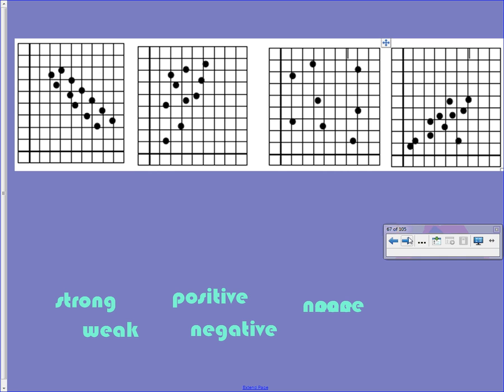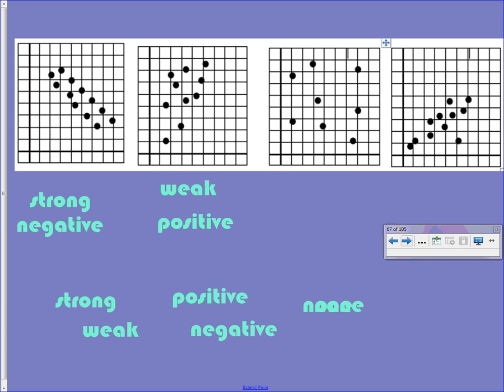So if we take a look at these scatter plots, the first one, hopefully we realize, is going down. So that would be a negative correlation. And I would say most of those points fall close to a line, so that is a strong negative. The second one is definitely going in a positive direction, so that would be positive. Those dots are not very close to a line, so I would call that a weak positive.